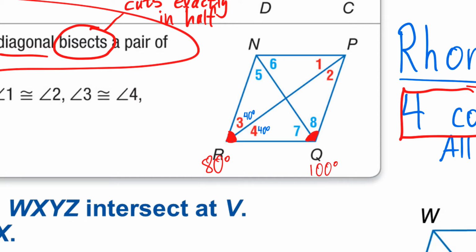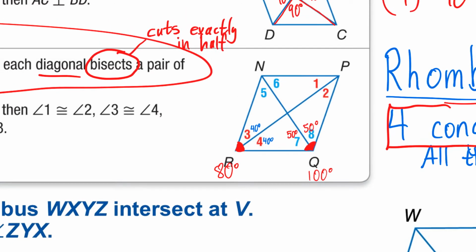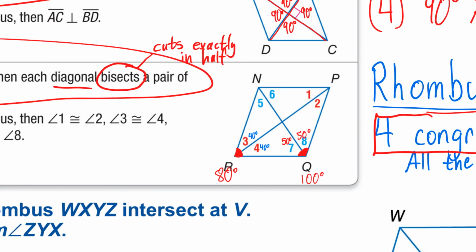And if the whole angle is 100, how big is angle 7? 50. It's going to be 50 degrees. How big is angle 8? 50. It's going to be 50. Which, if you think about it, the way a parallelogram works, the opposite angles are congruent. So angle 5 would be 50 degrees in this case. Angle 6 would be 50. Angle 1 would be 40. And angle 2 would be 40.